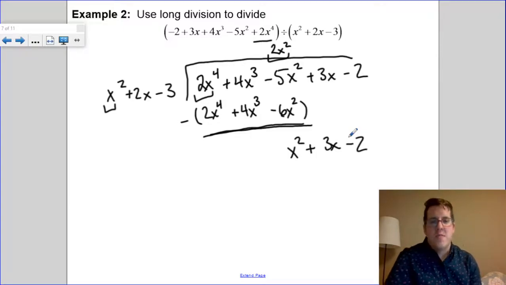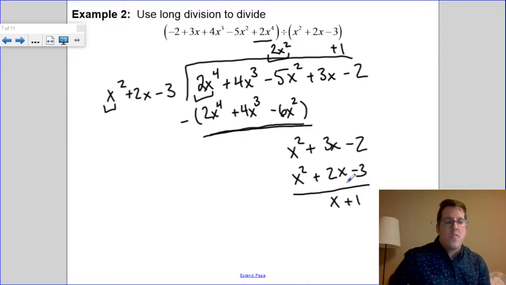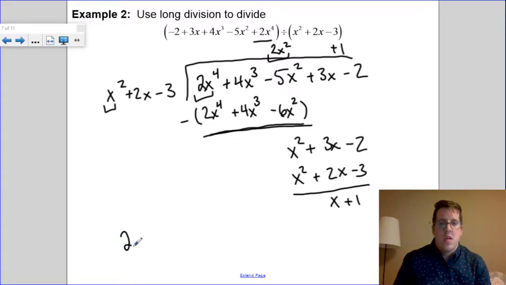You'll notice here after this step, I'm just left with x squared plus 3x minus 2. So what do I multiply x squared by to get x squared? Well, just 1. So that's my next step. Okay, so I get to this point where I have x plus 1 as a remainder. So the answer to my division problem is 2x squared plus 1 plus, and then it's my remainder over my divisor.